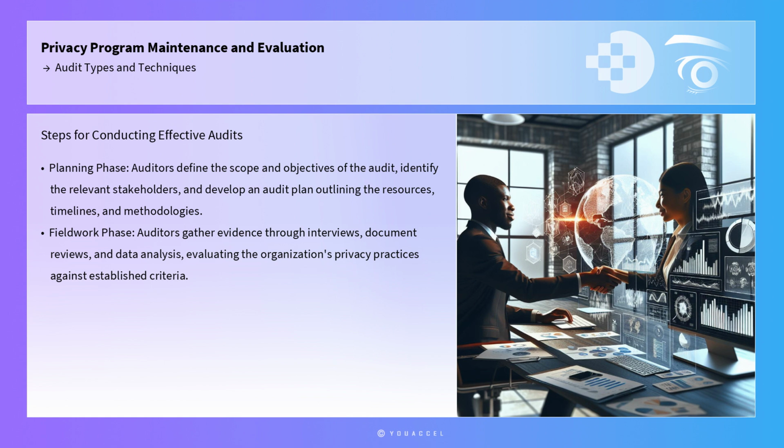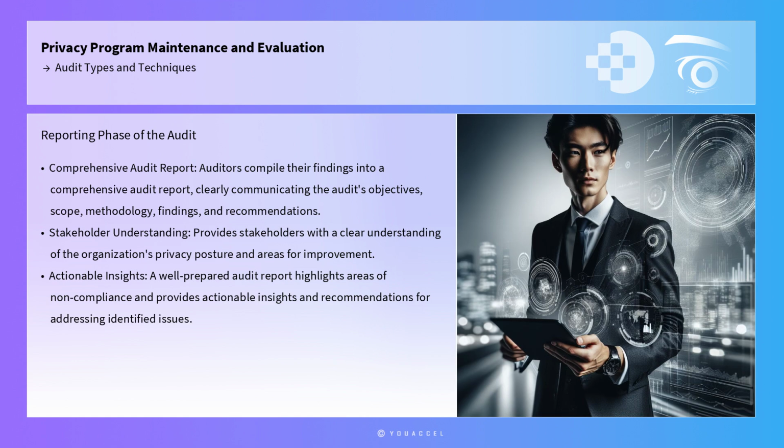Once the planning phase is complete, auditors move on to the fieldwork phase, where they gather evidence through interviews, document reviews, and data analysis. This phase involves evaluating the organization's privacy practices against established criteria, such as regulatory requirements or industry best practices. The next step is the reporting phase, where auditors compile their findings into a comprehensive audit report.